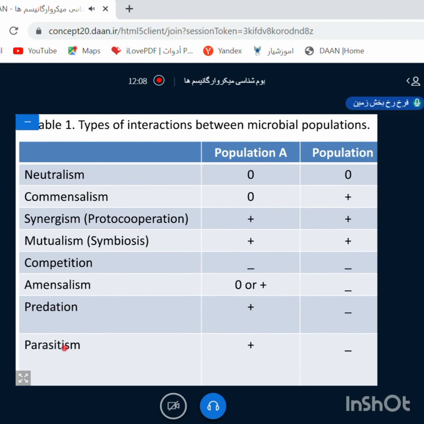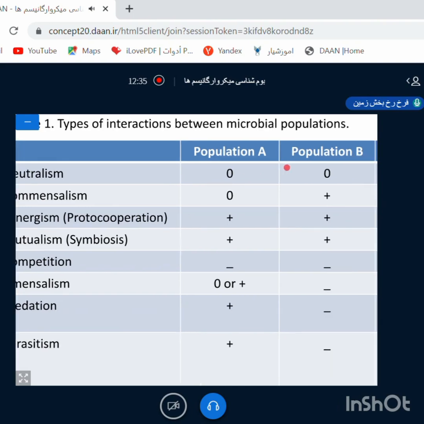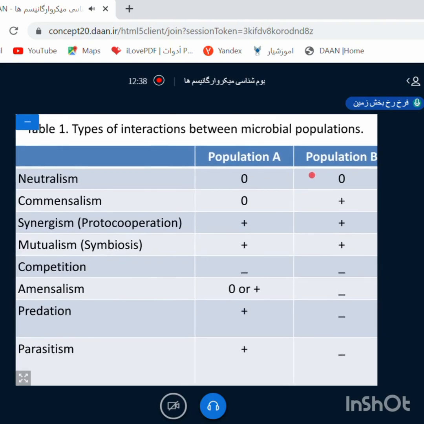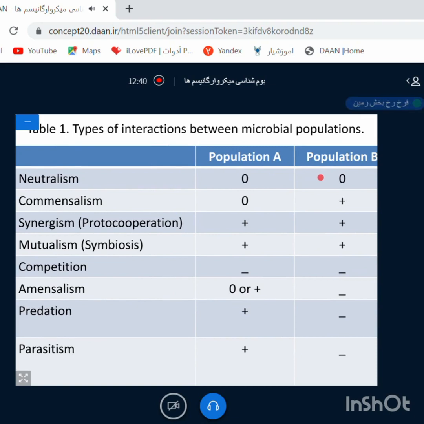about different interactions. The first interaction between population A and B is called neutralism. It is called neutralism. What does it mean, neutralism? Population A has no effect from being with population B, and population B has no effect, no importance to be with population A. Now we want to have some examples about neutralism.